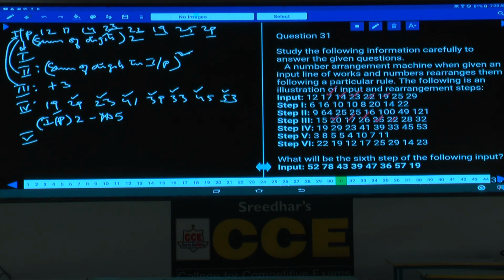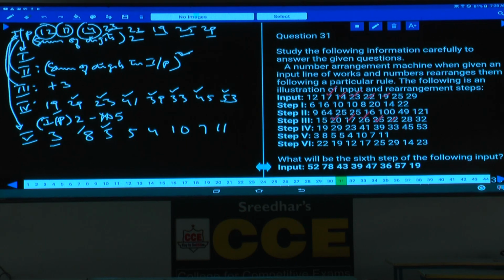Then step 5. Now in step 5, 3, 8, 5, 5, 4, 10, 7 and 11. Then how do you get 3, 8, 5 with the help of 12, 17 and so on? Tell me what is the logic here. Input, sum of the digits. Now the digits in 12 are 1 and 2. 1 plus 2 is 3. 1 plus 7 is 8. And 1 plus 4 is 5 and so on. Now if you observe here, each of these steps we are generating from the input rather than the preceding step, unlike the previous one. In the previous cases, the next step used to be generated from that step itself. But here, all these steps are generated from the input.